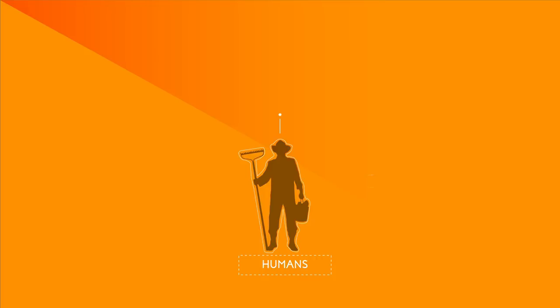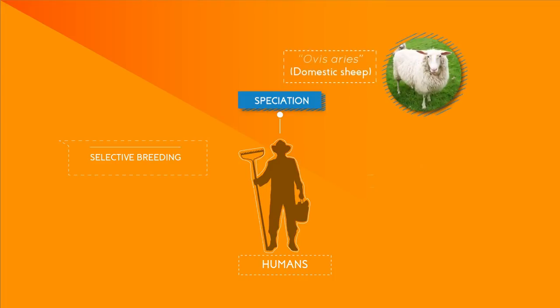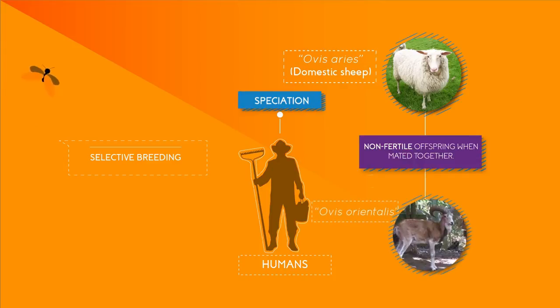Human beings can directly influence or even potentially cause speciation. A program of selective breeding of livestock over several years led to the creation of the now domestic sheep, Ovis aries, which is unable to produce fertile offspring when mated with Ovis orientalis, the species from which it is descended.